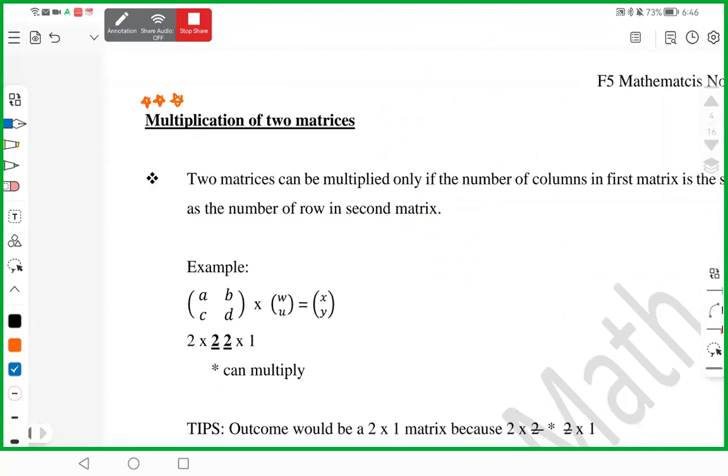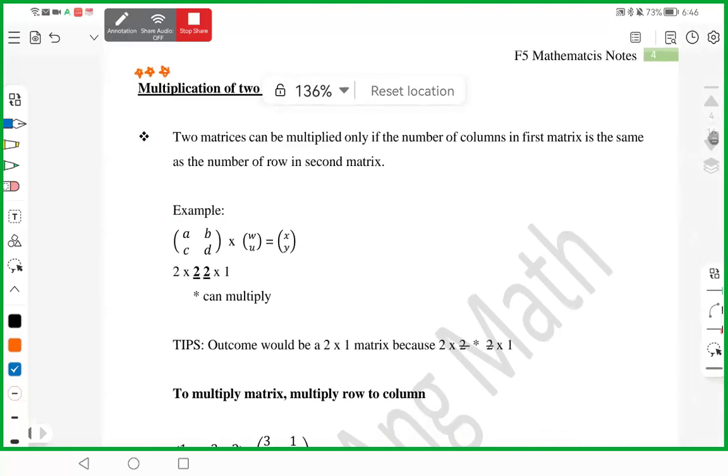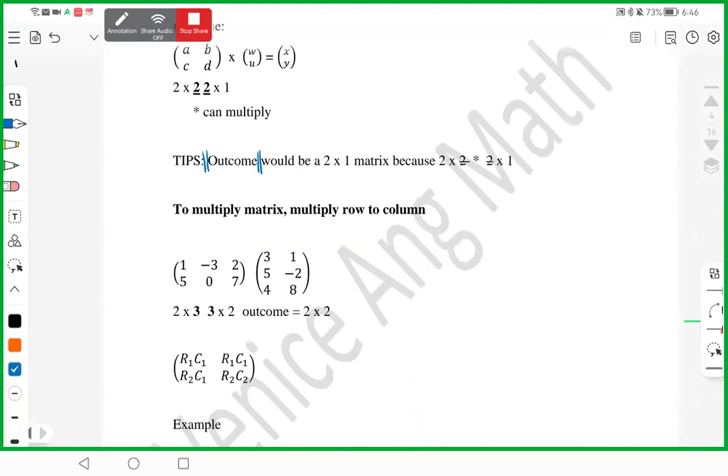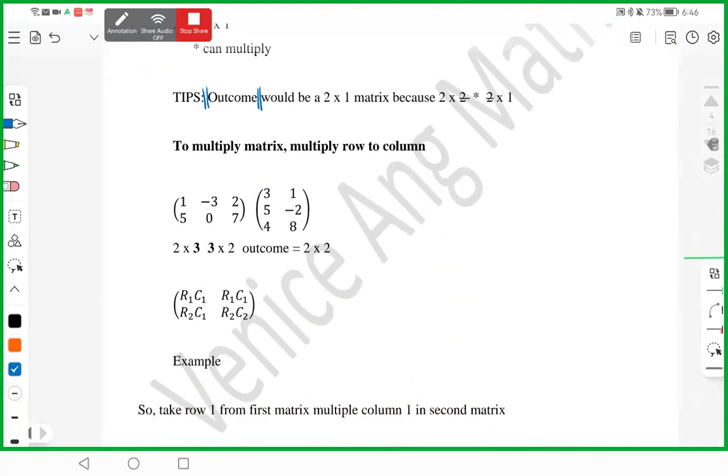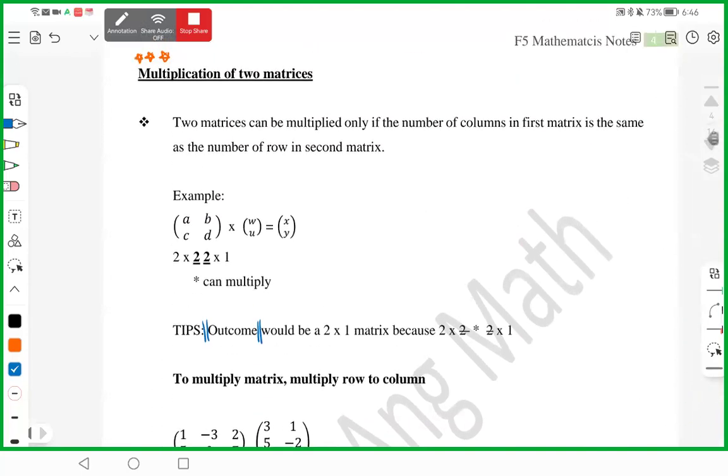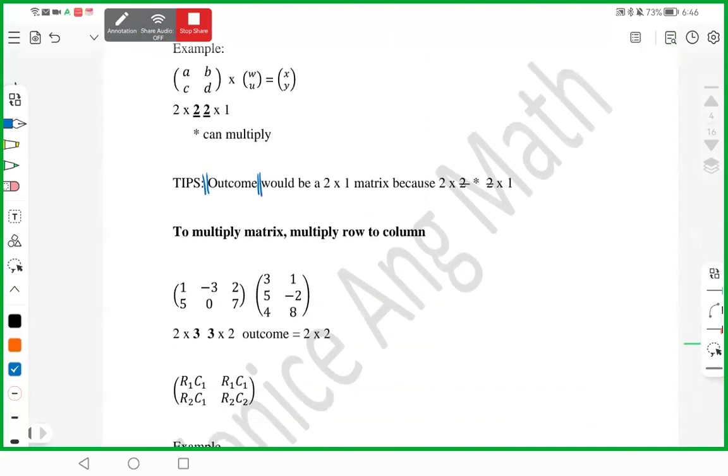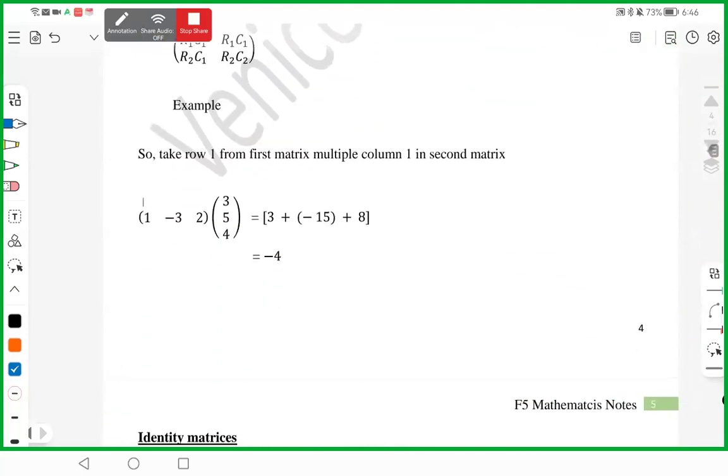Multiplication: you have to check whether it can be multiplied or not. Then you have to find out the outcome, the output. Then only you do the multiplication. Sometimes I don't want to show you the notes because it's too wordy, too many words. If you understand, then it's better.